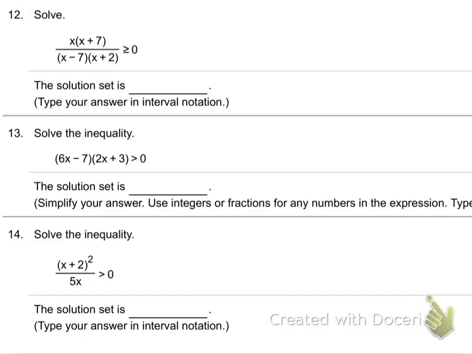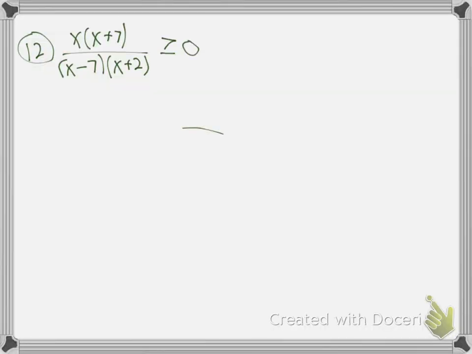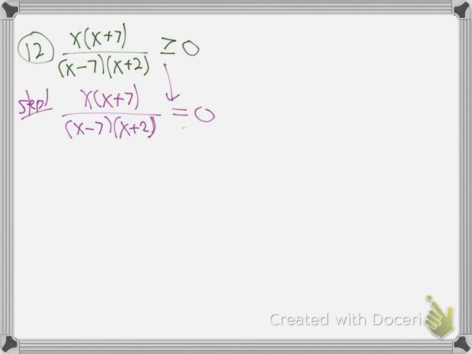12x plus 7 over x minus 7x plus 2. Oops. Greater than or equal to 0. Okay, the reason I want to show this one is because it has the equals. This is the one where we'll finally have to worry about step number 4. All right, what's step number 1 though? Change to equals. Change to equals. And do what?